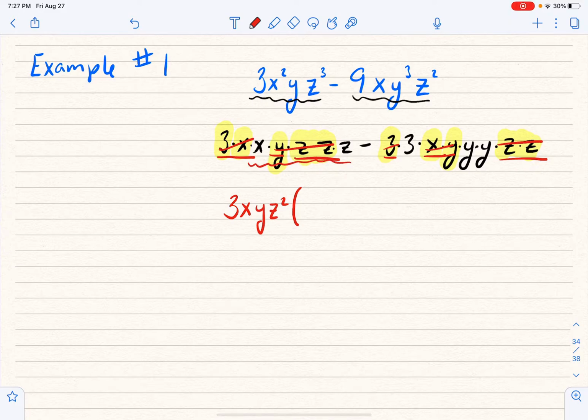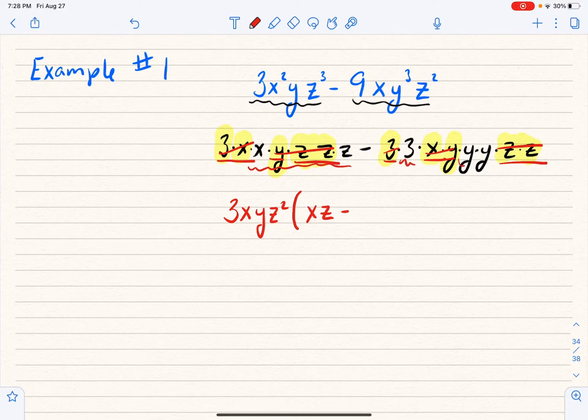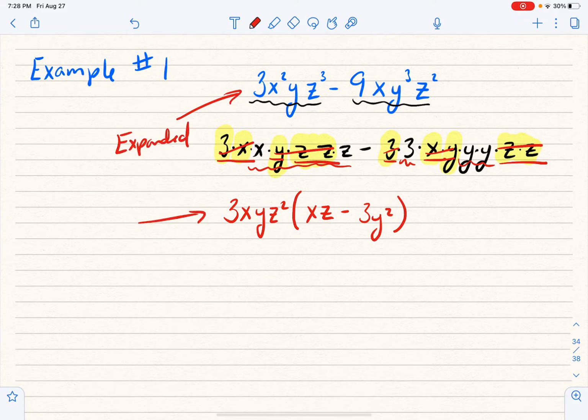Well, in this first term, all I have left is xz. And in the second term, I have a 3, and I have a couple y's, so I got 3y squared. Okay? And so this right here was the expanded form. Okay? And this right here is the factored form. And so that's what we did. We factored it, and we got to this right here. And that's what we're doing right now.